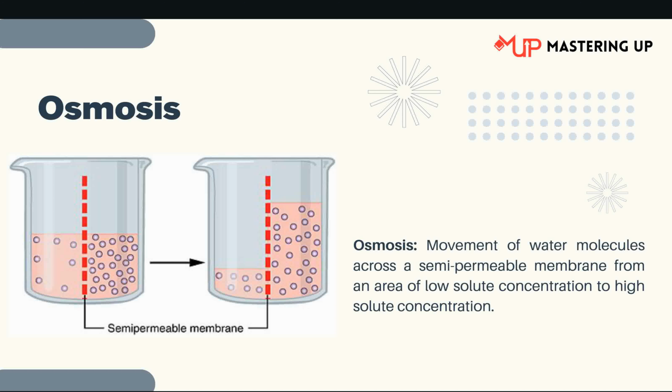Now let's see osmosis. Osmosis refers specifically to the movement of water. Water travels through the membrane via aquaporin channels to balance solute concentration on both sides of the membrane. Here is an illustration showing osmosis, where the water molecules move from an area of low solute concentration to high solute concentration through a semi-permeable membrane.